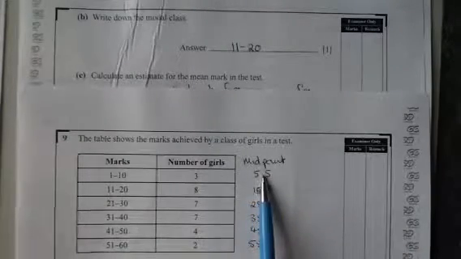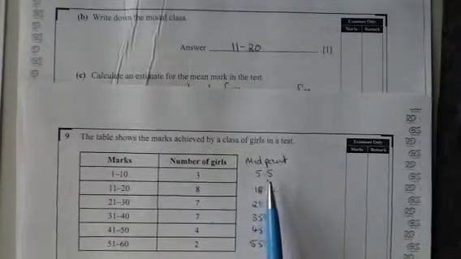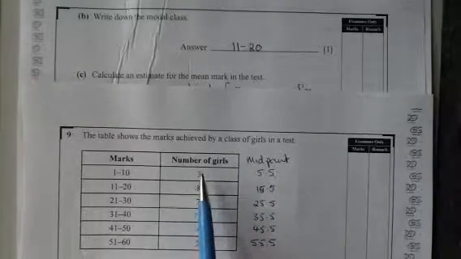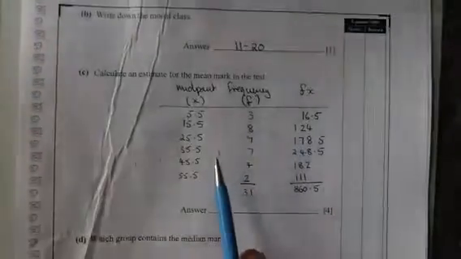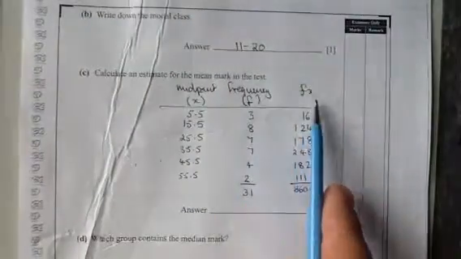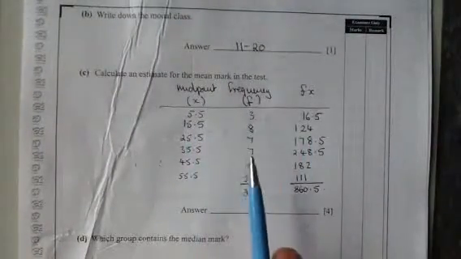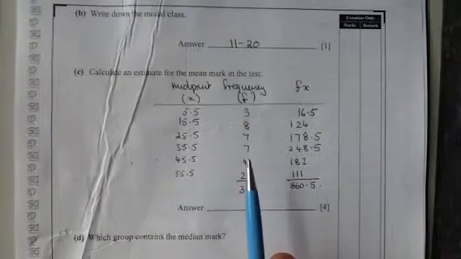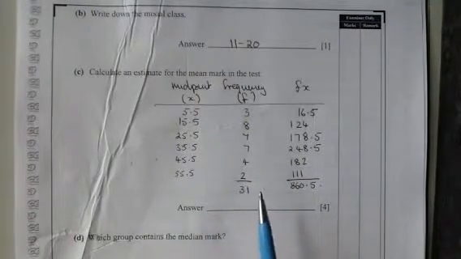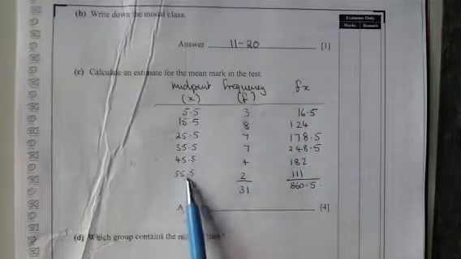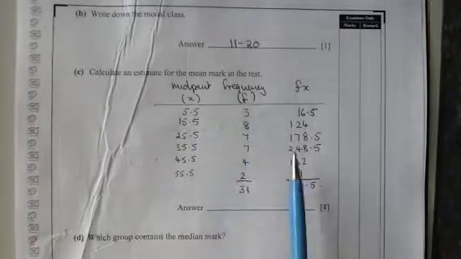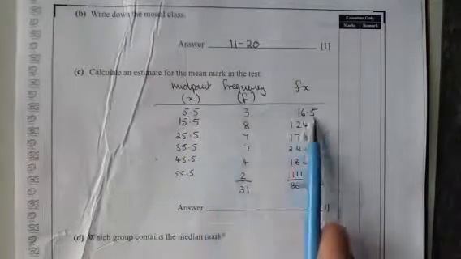The way we normally set this out is to make a table where we put the midpoint and the frequency down. We call the midpoint X, and the number of girls, the frequency, F. Then we work out another column where you multiply the midpoint by the frequency. This is the way you commonly see this calculation laid out when you're estimating the mean from a frequency table.